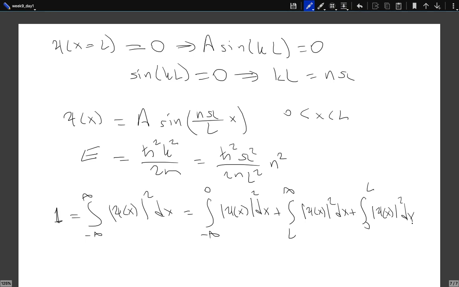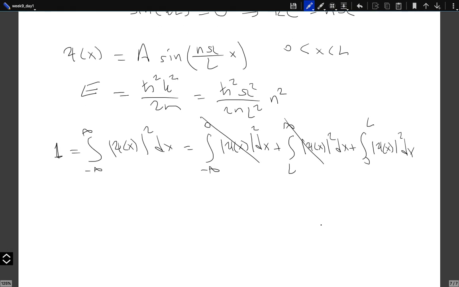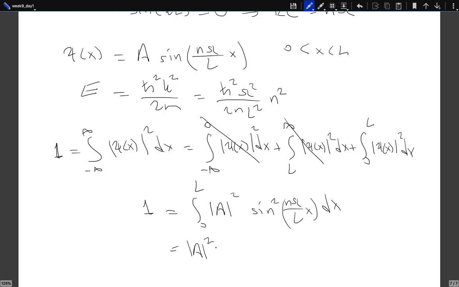Well, for the first two integrals, the wave function is 0. So these two terms are 0 anyway. So 1 should be equal to the integral from 0 to L. Now my wave function squared is A squared times sine squared of n pi over L times x, dx. A squared is just a constant. Well, I will skip the algebra. The remaining integral is just L over 2. So A squared is equal to 2 over L.